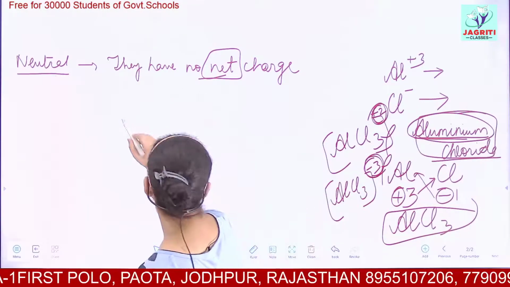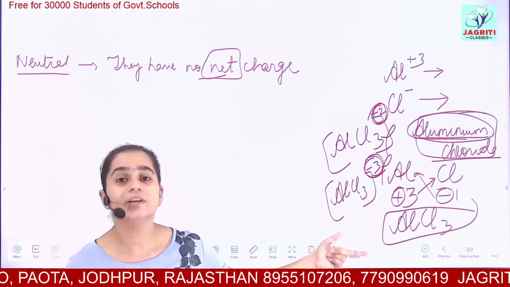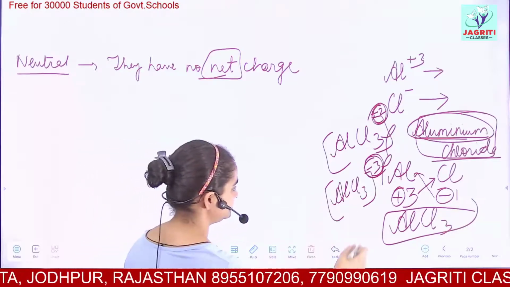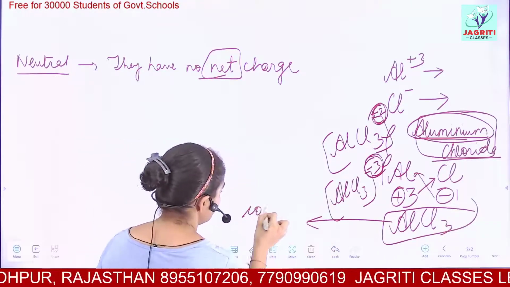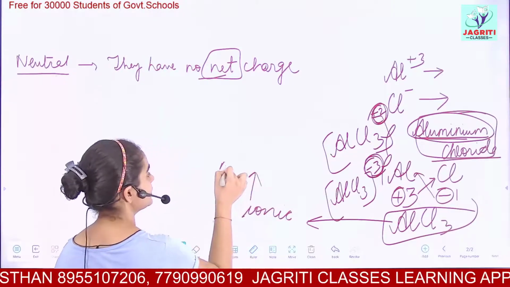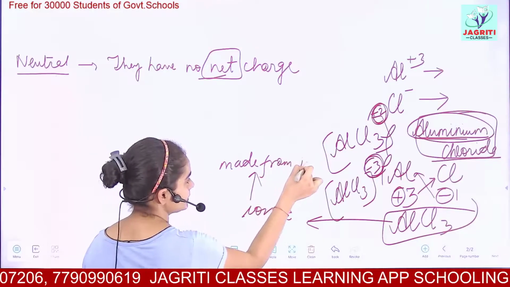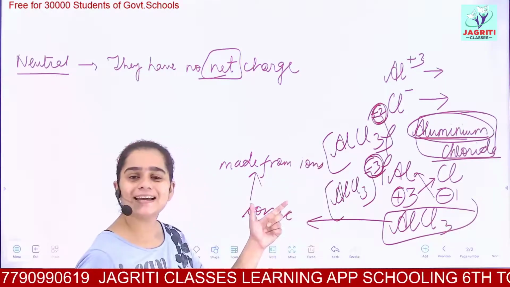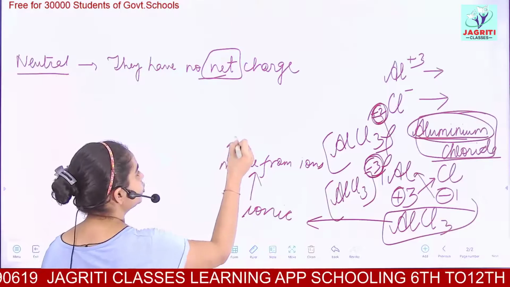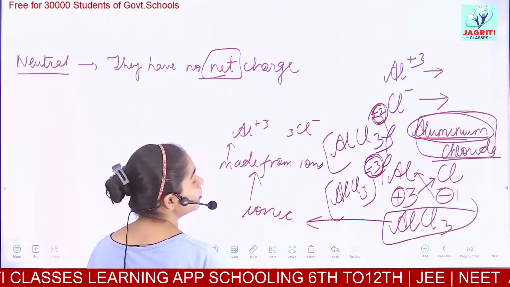And why is this called an ionic compound? Is AlCl3 an ionic compound? Definitely yes. It is an ionic compound. Why is it ionic? Because it is made from ions. And from which ions is it made? It is made up of two ions, that is Al+3 and 3Cl-.